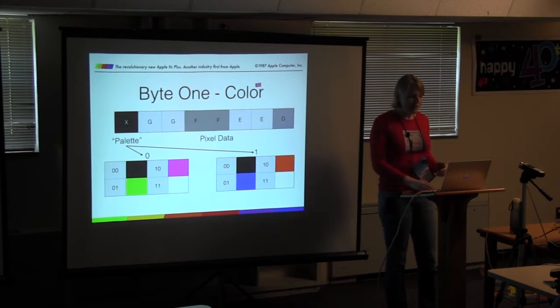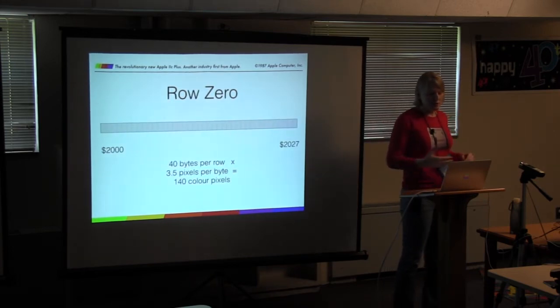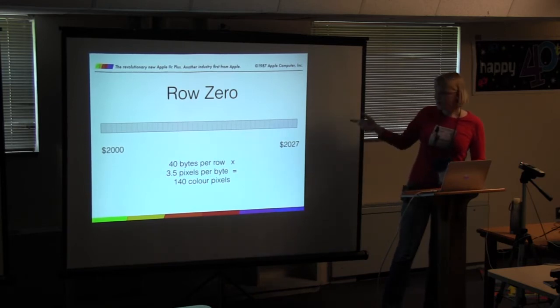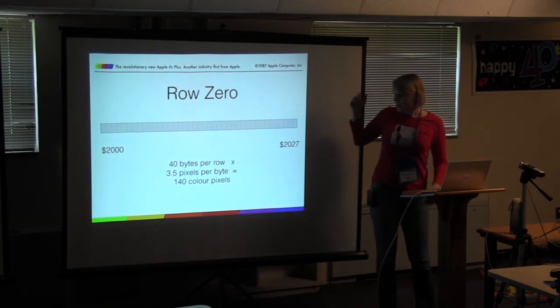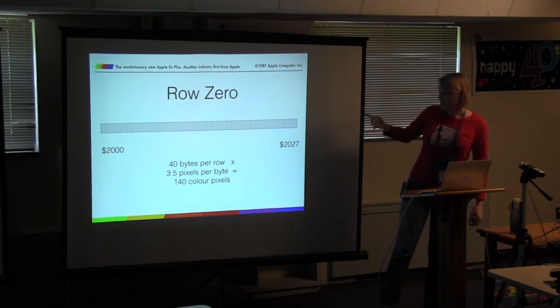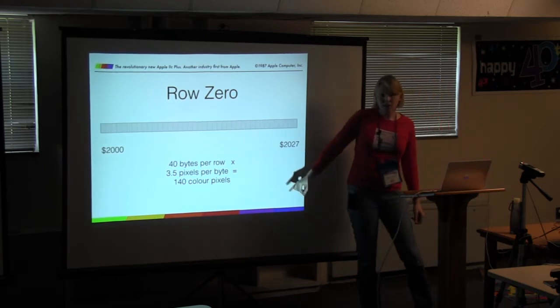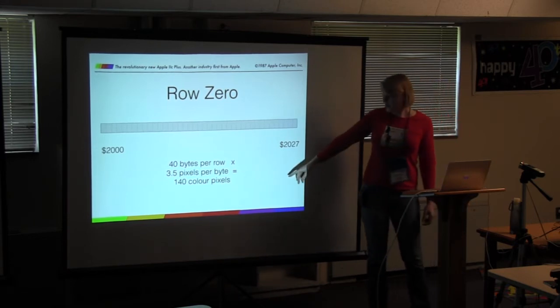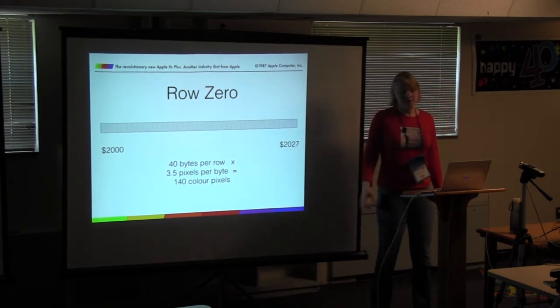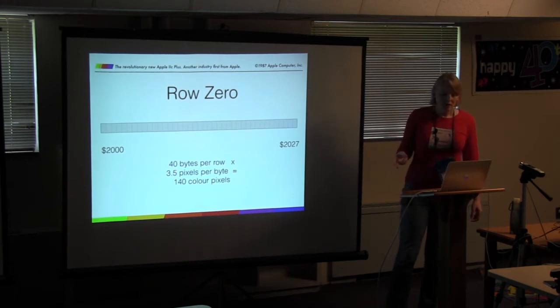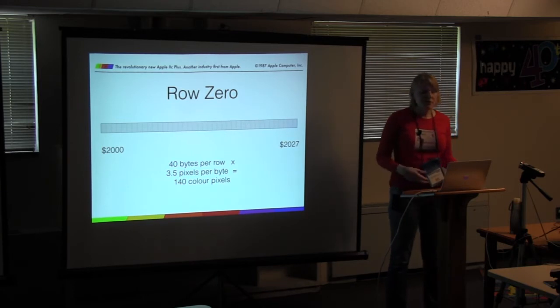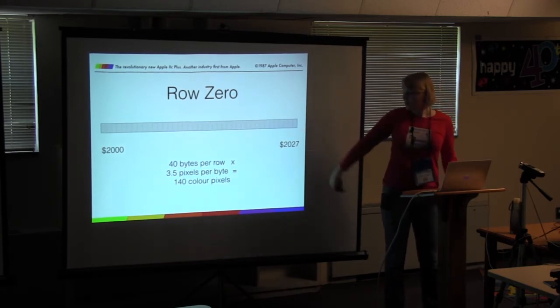So it basically continues like that across the entire row. So row 0 of your high-res page looks like this, going from 2000 to 2027. That's 40 bytes per row, 3.5 pixels per byte, which gives you effectively 140 color pixels per row. So this is the easiest way to think about Apple II high-res: it's 140 color pixels across, 2 bytes per pixel. As I say, there are other ways to interpret that data, the 560 trick, the monochrome thing, there are others, but this is by far the easiest way to think about it.